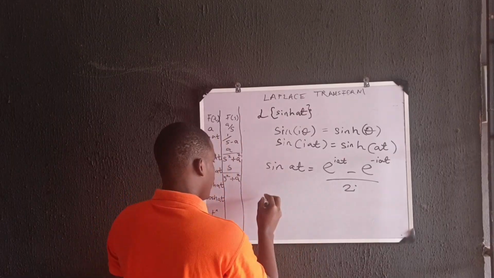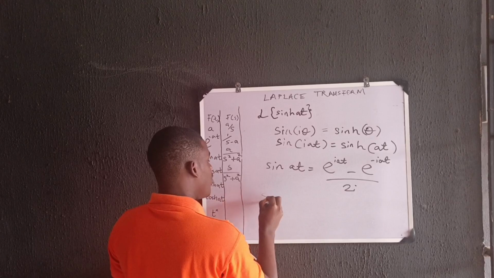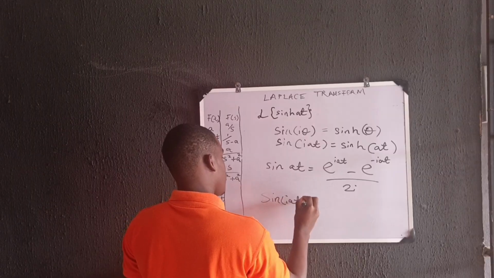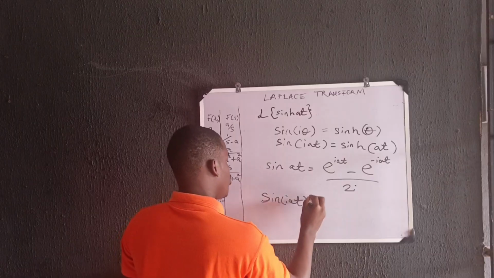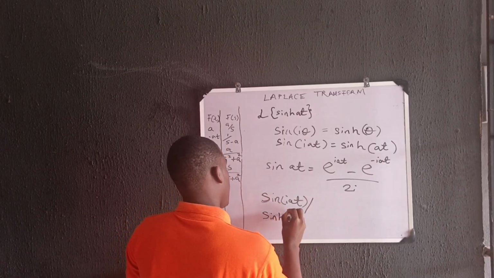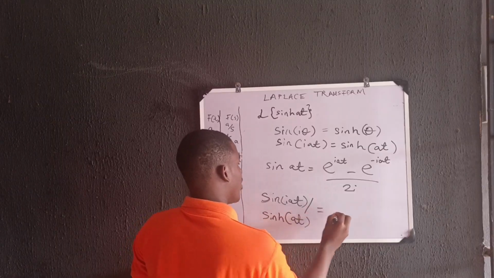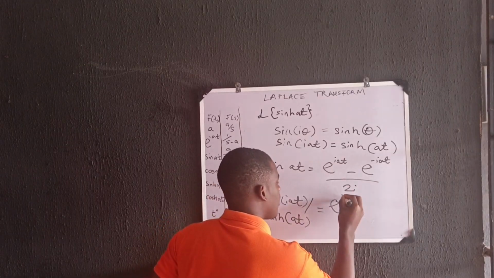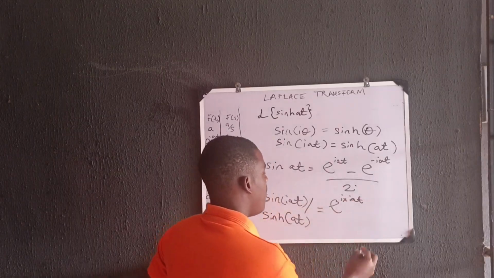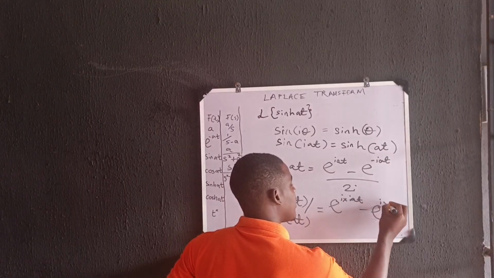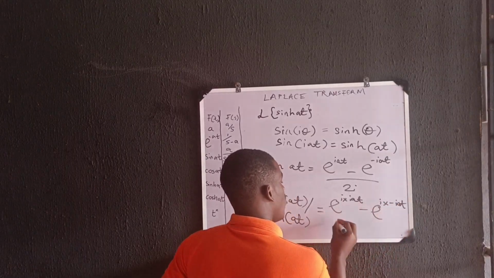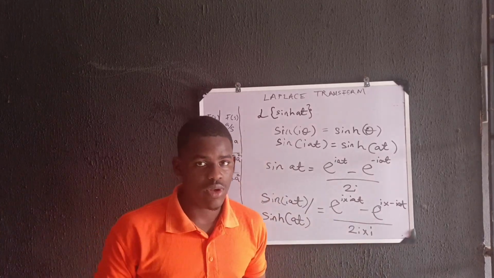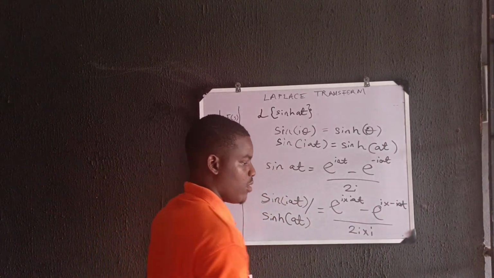And that is how we are going to have, if sine of at is equal to the sine of i at, then i sine of at is going to be equal to what? e to the power of i times i at, minus e to the power of i times negative i at, all over 2i times i. Are we following? It's quite simple. Let's move forward.